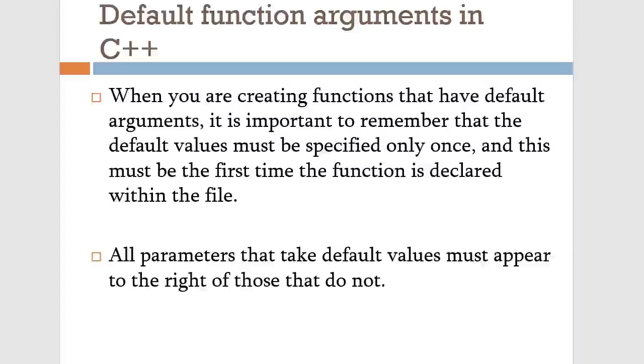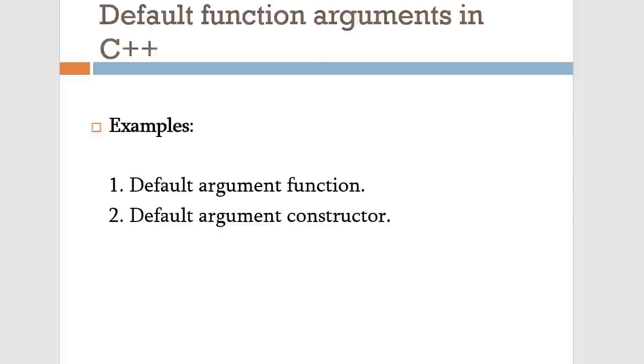The second point: all parameters that take default values must appear to the right of those that do not. So the default arguments must be specified only on the right side. If there is more than one parameter, the parameters which don't take default arguments must be specified on the left side, and the ones which take default values must be specified on the right side. Now let's understand these two points with the help of an example.